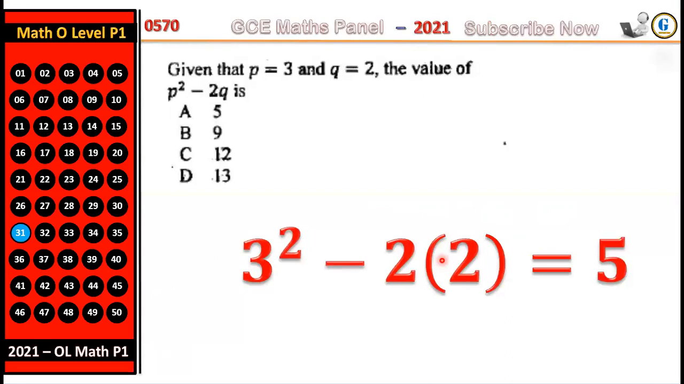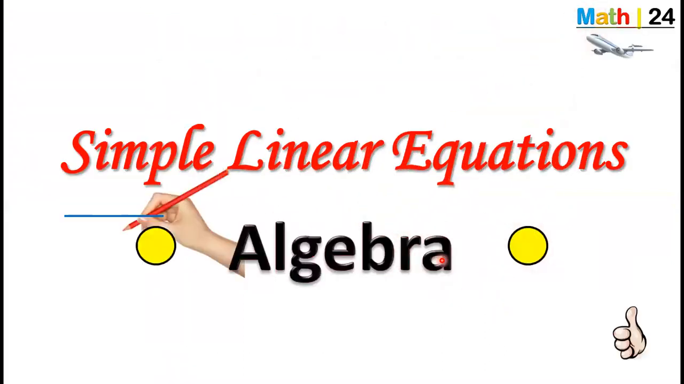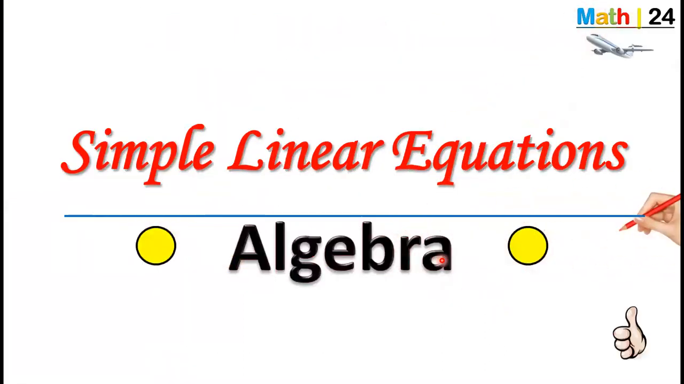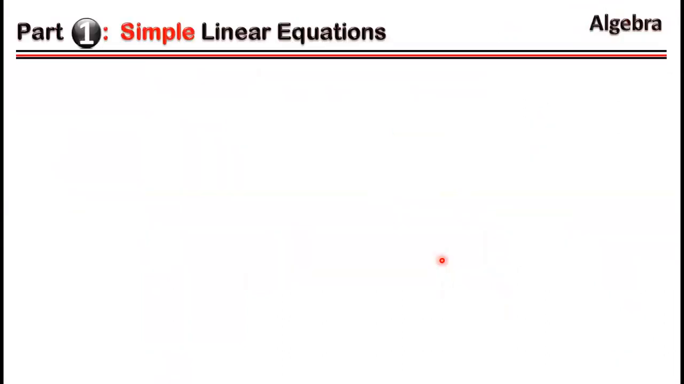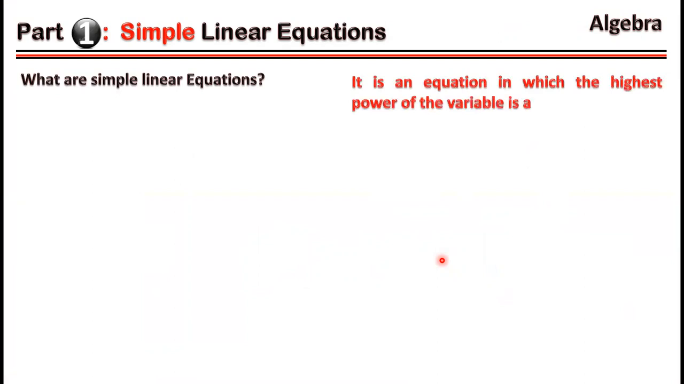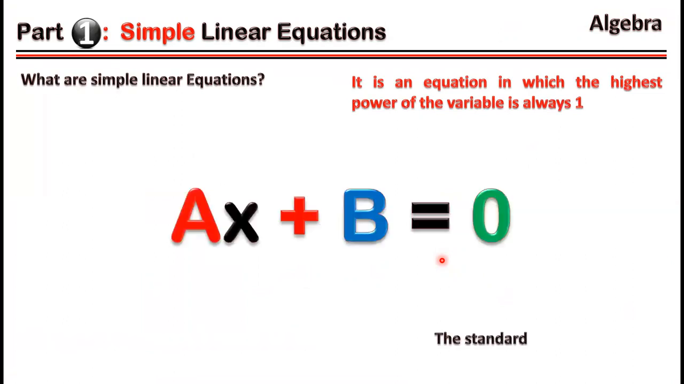We will end this particular topic by looking at simple linear equations. And what are simple linear equations? Simple linear equations are equations in which the highest power of the variable is always equal to 1. That means the highest power of x is 1 or the highest power of y is always 1. It is also known as a 1-degree equation. The standard form of a linear equation is ax plus b equals 0.